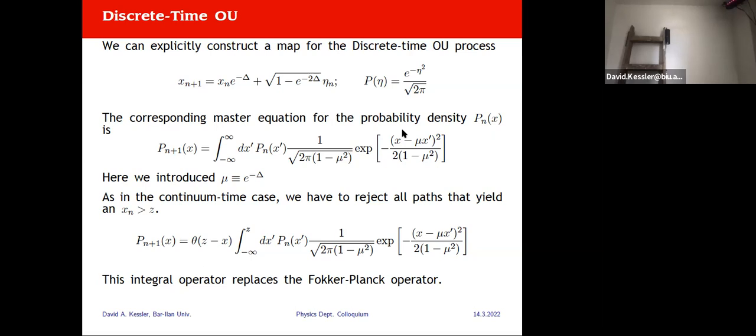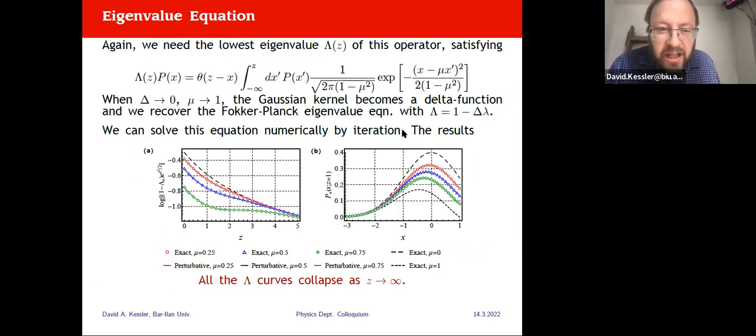Now, in the continuum case, we had to reject all the paths that cross z. That's how we got the EVS problem, the extreme value problem. So we have to do the same thing: P only exists up to z, and we have to throw out anything that went over z. Now that is the integral equation, the exact parallel in the discrete case of Majumdar's Fokker-Planck equation. We have this integral operator instead of a Fokker-Planck equation, and all we need is the lowest eigenvalue of that, and we're done.